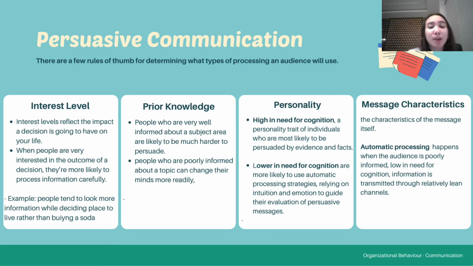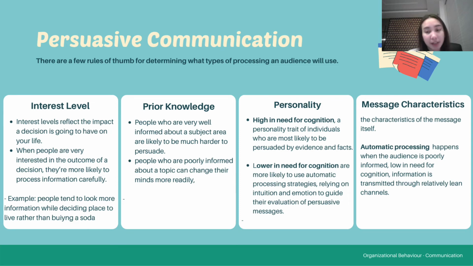And the second one is prior knowledge. People who are very well informed about a subject area are likely to be much harder to persuade. On the other hand, people who are poorly informed about a topic can change their minds more readily.